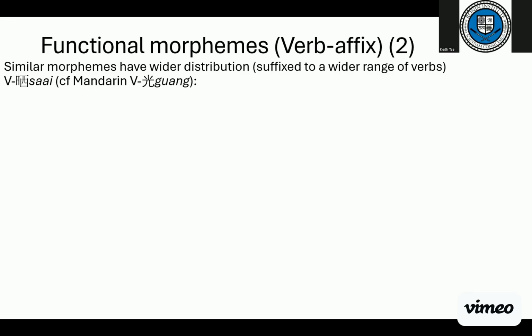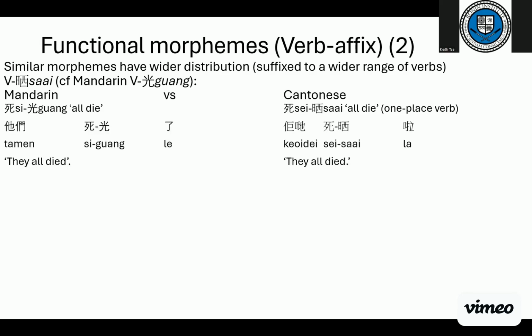So, for example, sai means to do the verb and apply the verb to all of its objects, to all of its arguments, and it's equivalent to Mandarin guang. And if we compare Mandarin and Cantonese, if we use one place verbs, like for example 死, it means die. So 他们死光了, they all died. In Cantonese, it'll be 佢哋死晒啦.